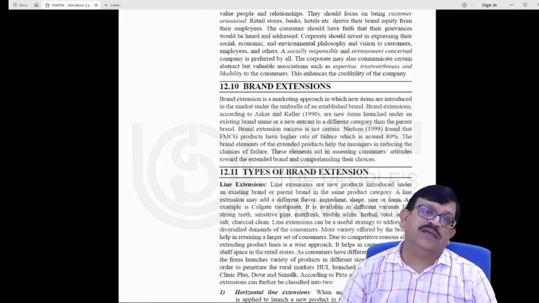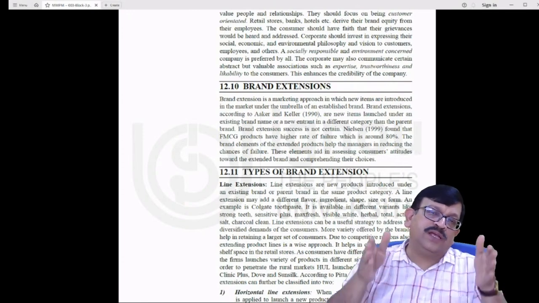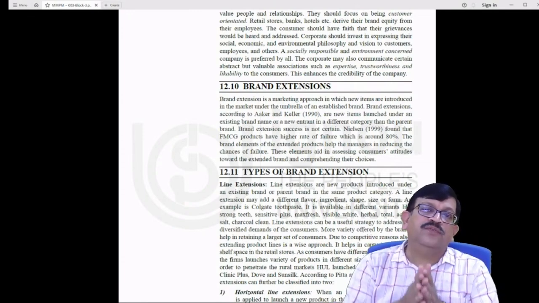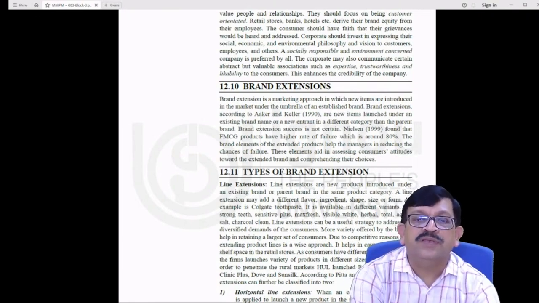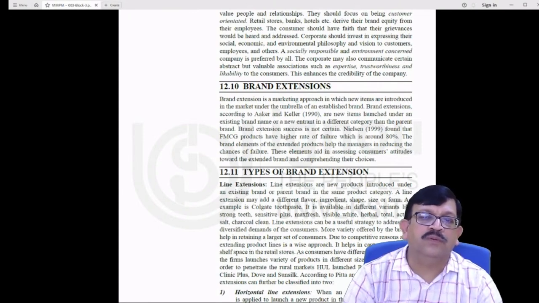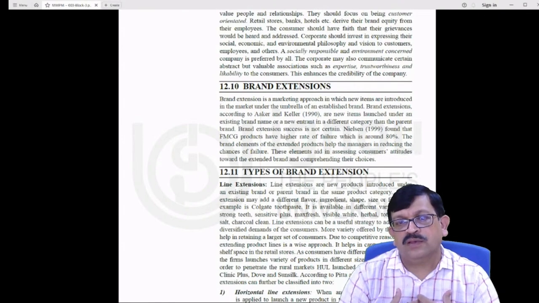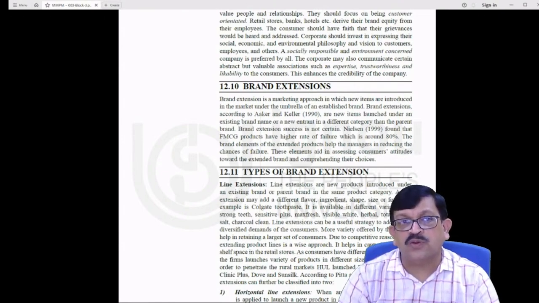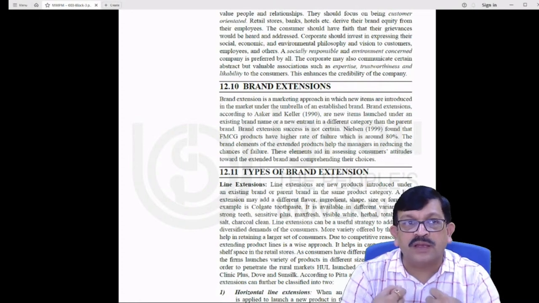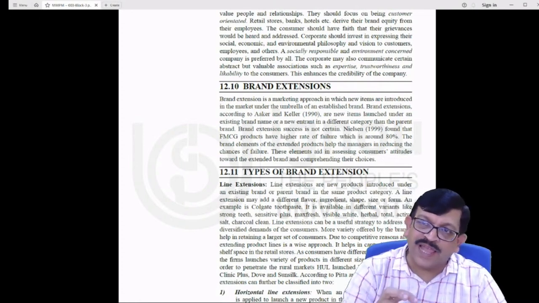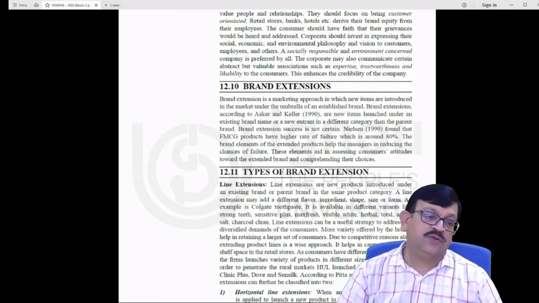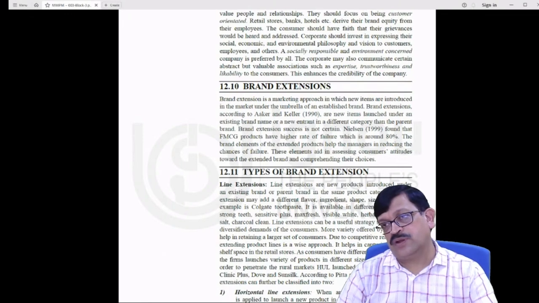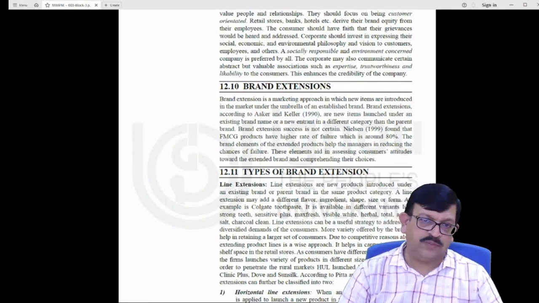Line extension, as I've told you before, is when, within the existing product category, you are bringing in new products which give better benefits to the customer in terms of the line filling activity, then it helps. But the only concern is that here you are staying within that same product category. You're not going beyond the product category.